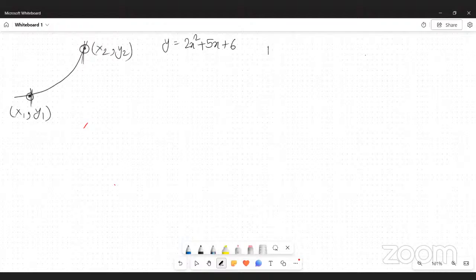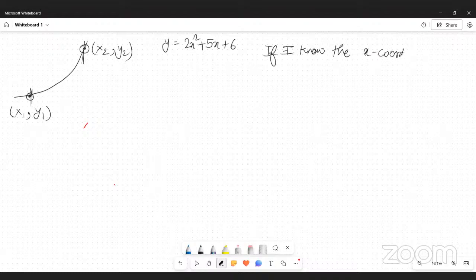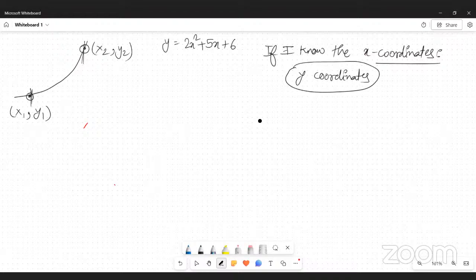So if I know the x coordinates, do I immediately know the y coordinates itself? Does everyone agree with it? Because we have this relation. If we know the x coordinate, do we know the y coordinate also? Please let me know. Yes, sir. Okay, we have x1, so we have y1 also. Similarly, if we have x2, we have y2 also.